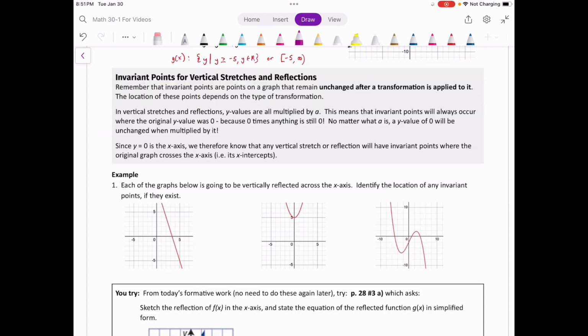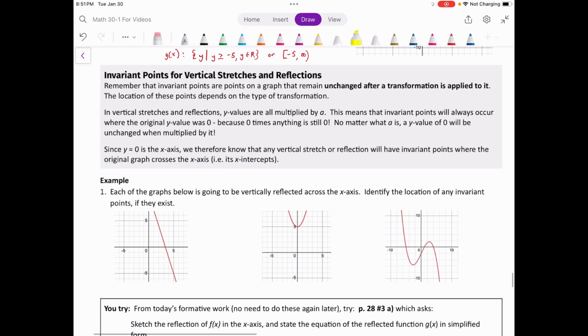Alrighty, and to finish up here, let's talk about something that, again, has come up quite a bit already, but we'll formally address it now: invariant points for when we vertically stretch or reflect. Remember, what's an invariant point? Generally speaking, they don't vary, right? They're points on a graph that remain unchanged after a transformation is applied to it.